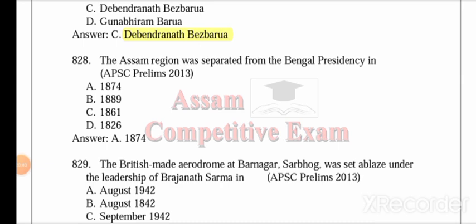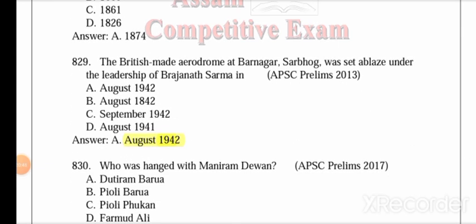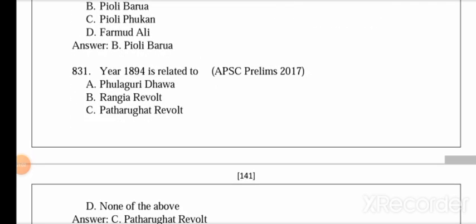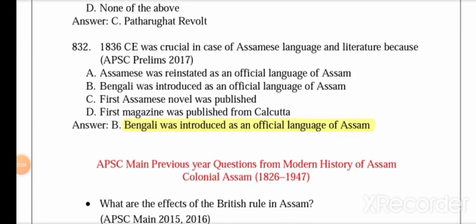Assam region was separated from the Bengal presidency in 1874, and the British-made aerodrome at Barnagar, Sarbhog was set ablaze under the leadership of Brajanath Sarma in August 1942. And which movement was going on in 1942? It was the Quit India movement. Who was hanged with Maniram Dewan? Piyali Barua. Next, the year 1894 is related to, obviously, the Patharughat revolt, and that's all.